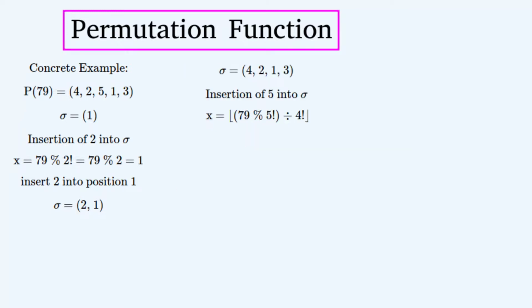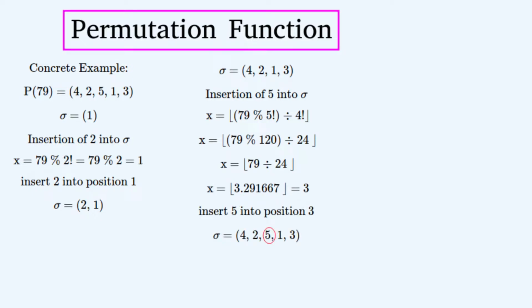Now to insert the number 5, we'll calculate the position to insert it using this equation. And so x is equal to 3. So then we'll insert it into the third position. So this is the permutation number 79.